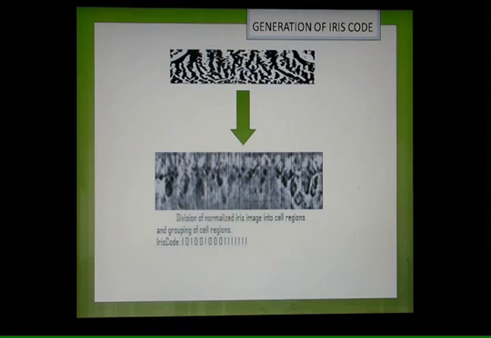During normalization, we get the iris strip. With the help of this iris strip, we divide it into 16-bit cells. Each cell is mapped into a 16-bit iris code. This 16-bit iris code is processed in terms of threshold values.